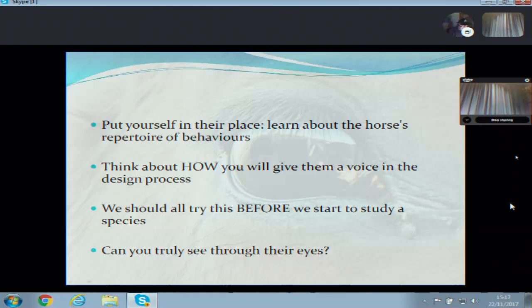For researchers and designers working in the field of ACI, design fiction is possibly something that we should all try before we get carried away with the ideas and gadgets that inspire and excite us. For the process to be truly authentic, we must honestly be doing this for the benefit of the non-human. Think about your target species. What do they want? What do they need? Can you truly see through their eyes?